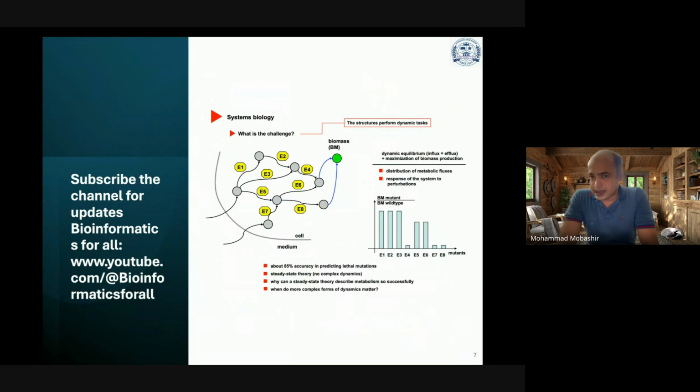Now, in order to understand the network structure, you need to look at how the structures perform dynamic tasks, what is the role of biomass, how the distribution of metabolic fluxes is possible, and the response of the system to metabolic perturbations. About 85% accuracy in predicting lethal mutations is possible so far. Steady state theory, no complex dynamics. Why can a steady state theory describe metabolism so successfully? When do more complex forms of dynamics matter?